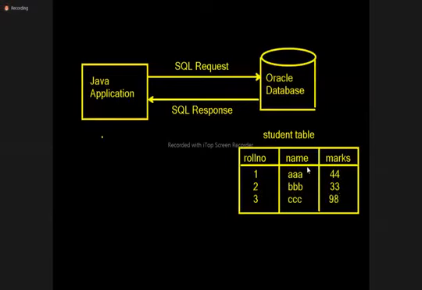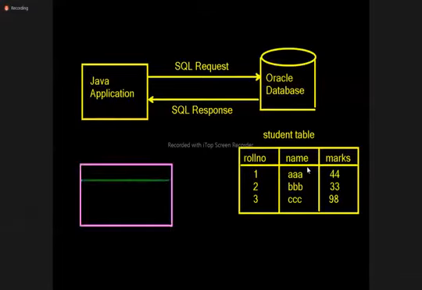Now I want to update this roll number's marks, 33. I want to make it 40. Then first I'll go for the result set. I'll send select star from student from the Java application. Then all records come here as a result set: roll number, name, marks.